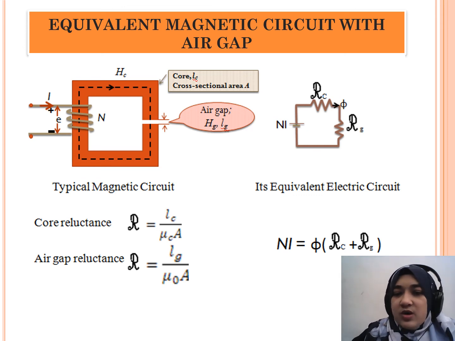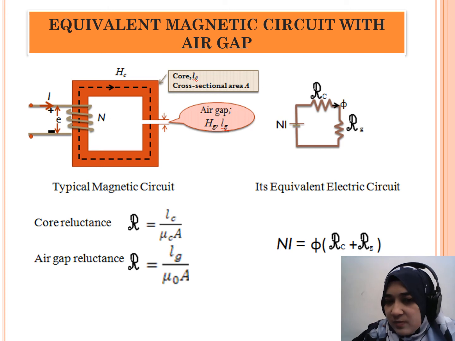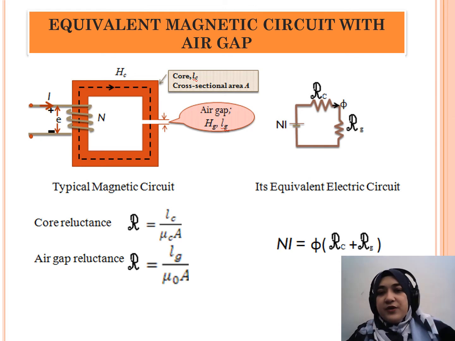Why is it? Because we have different permeability. For the core reluctance, R is equal to L over mu core times A. For the air gap reluctance, with the length of the gap Lg, R is equal to Lg over mu naught times A. Because the air gap is vacuum, we just use 4 pi times 10 to the power of -7, the constant for free space.